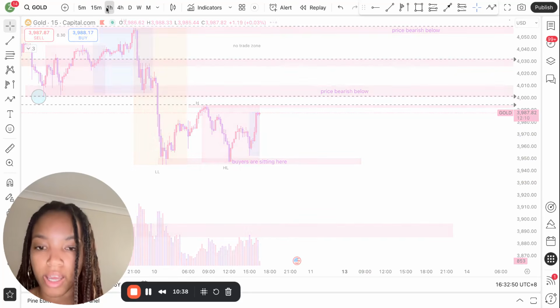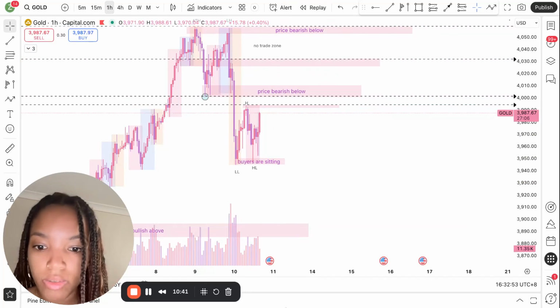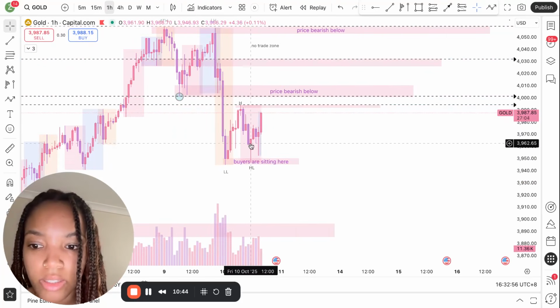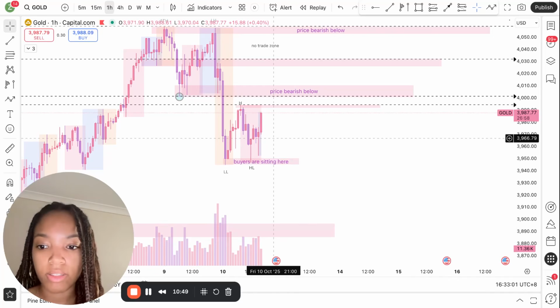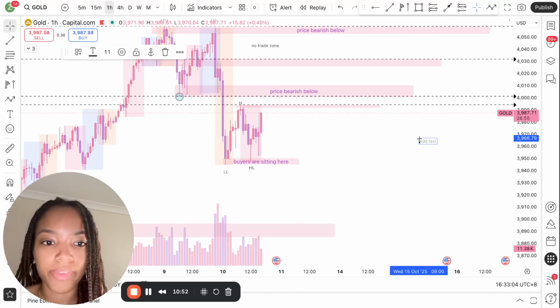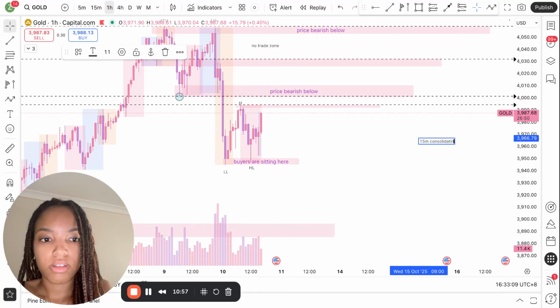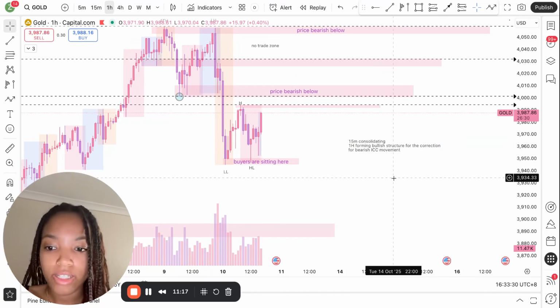That's why I always start on the high time frame to see what's going on overall, because the candles still do matter. Like these candles here, it's not like they don't matter just because we've gone down into the 15-minute, but we're just getting more of a perspective on 15-minute. So 15-minute looks like it's consolidating. I'm going to write this down. 15-minute is consolidating. 1 hour is forming bullish structure for the correction for the bearish ICC movement.